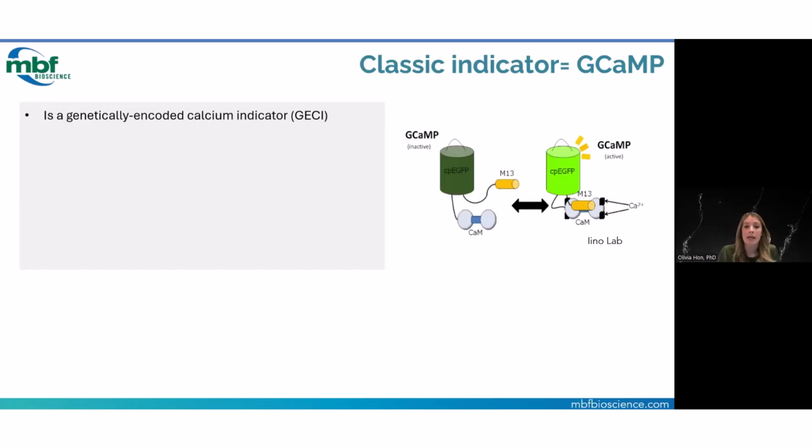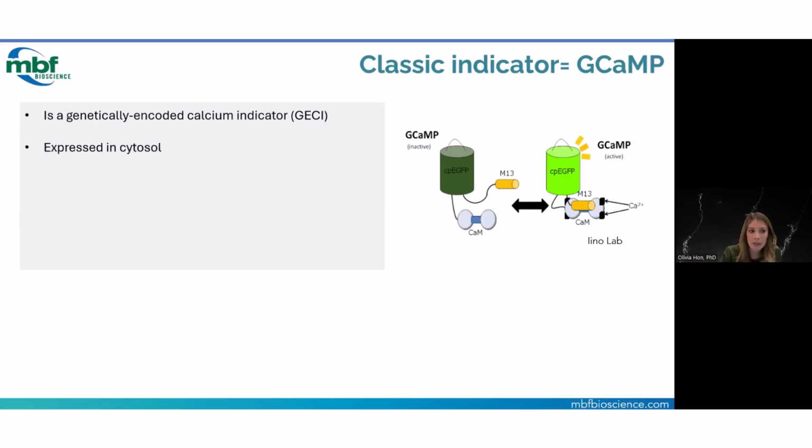GCaMP works by essentially undergoing a conformational shift upon binding to calcium. There are two main components of GCaMP. The first is a binding domain that actually binds to calcium itself, and then this circularly permuted GFP. What that means is the GFP molecule is split this way, and when calcium binds, the entire sensor undergoes a conformational shift. That GFP comes together and now has a much higher capacity for fluorescence. And so you can record those changes in fluorescence and interpret them as changes in calcium levels.